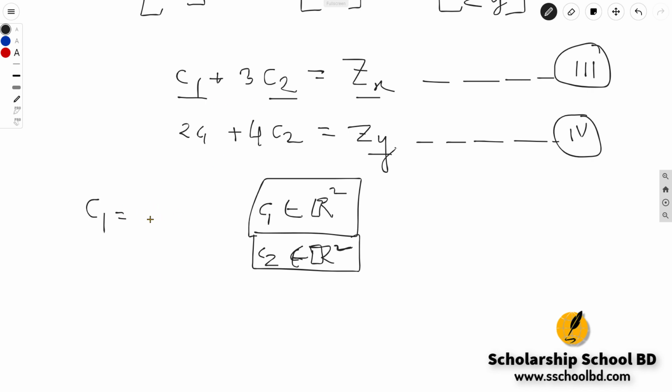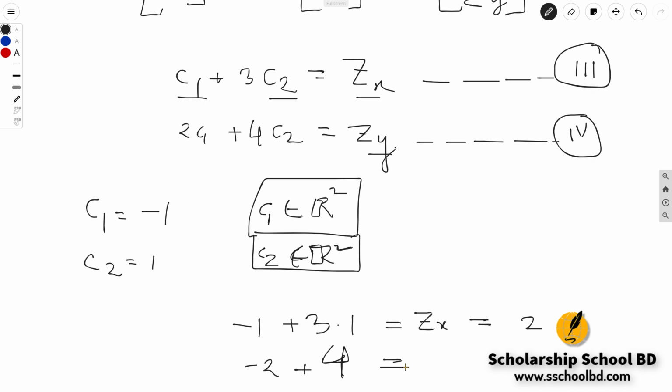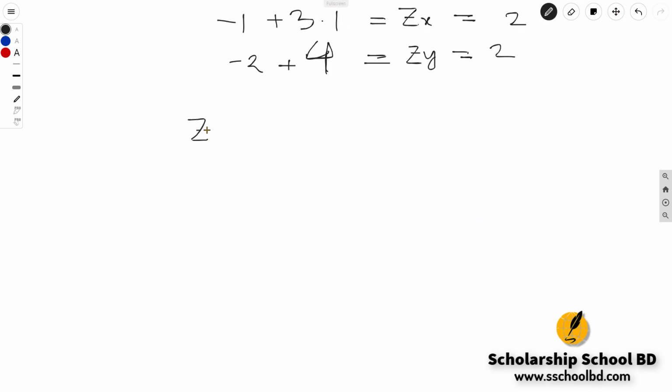So taking very simple values, let's say c1 is equal to -1, and c2 is equal to 1. If I replace these two values in this equation, we get -1 plus 3 times 1 is equal to zx, which comes to 2. And for the second equation, if we replace the values, I get -2 plus 4 is equal to zy. That comes to 2 as well. So the value of z that we just found is (2, 2).